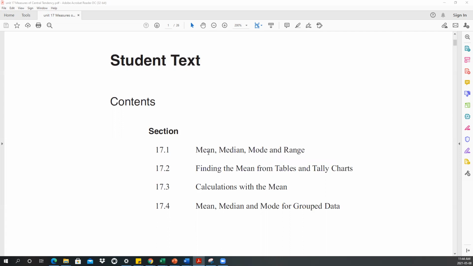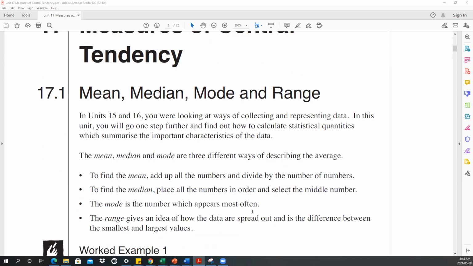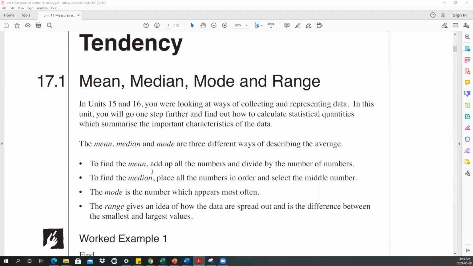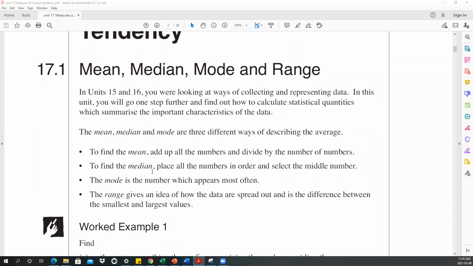So we have mean, median, mode, and range, finding the mean from tables and tally charts, calculations with the mean, median, and mode for group data. Just reading through. So in units 15 and 16, you're looking at ways of collecting and representing data. In this unit, you'll go one step further and find out how to calculate statistical quantities which summarize the important characteristics of the data. So what I'll do for you guys is to put in units 15 and 16 in the group just for some background, right? But the essence is really this, because at the end of the day, in an exam, you want to be able to calculate these things. Nobody is going to ask you how to collect data. That is more when you're doing an SBA, really.